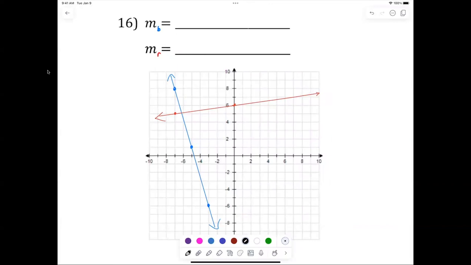You go ahead and say something smart today. All right. What's the slope of the blue line? Slope of the blue line. Tell me, Liv. -7.